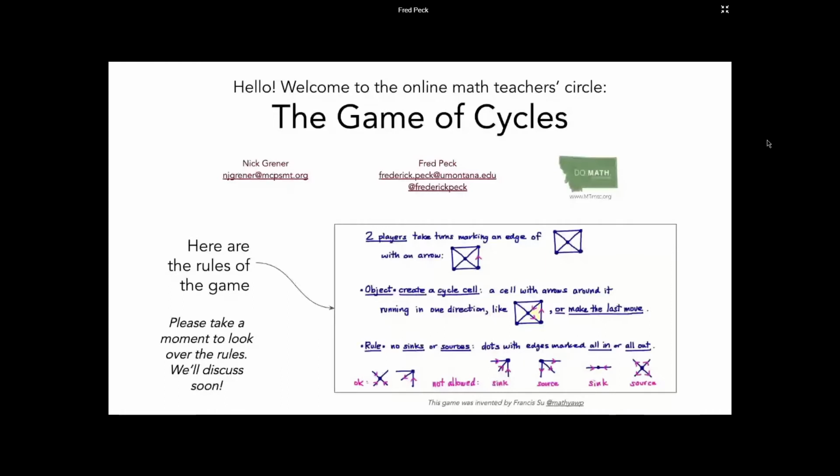And you don't need to worry about memorizing these rules. Fred's going to keep this slide available throughout the session, so you can always refer back to these.